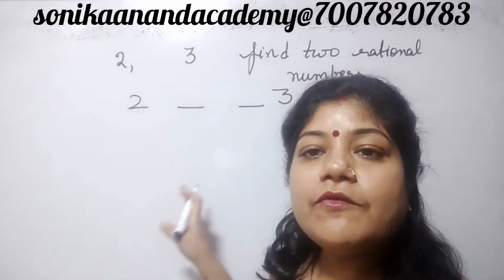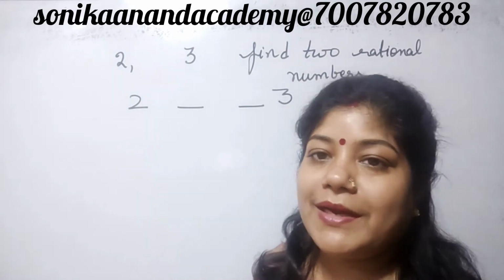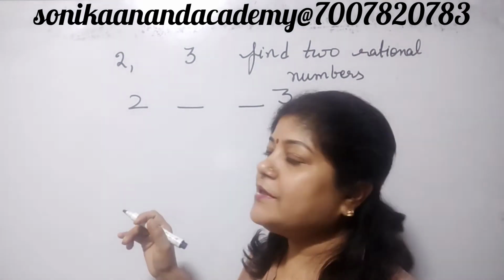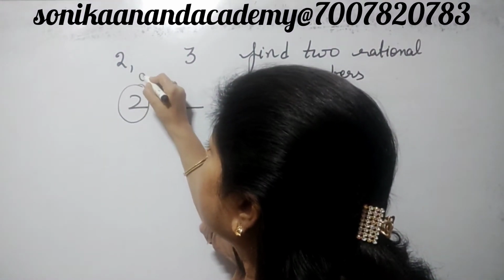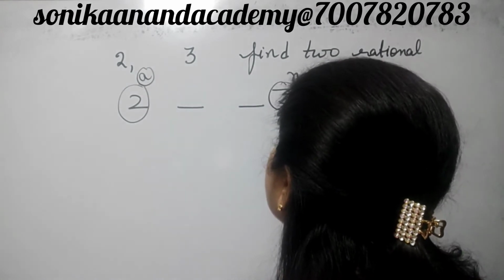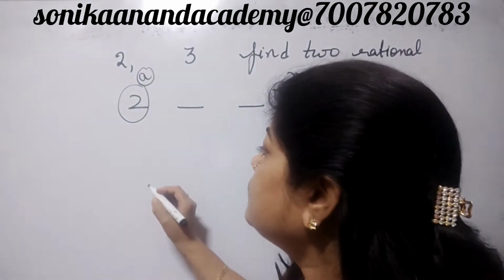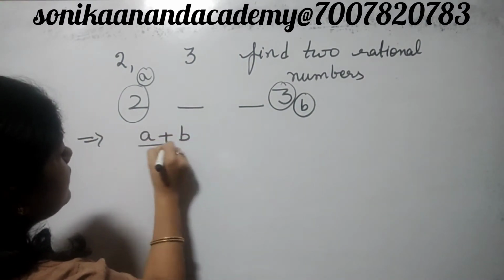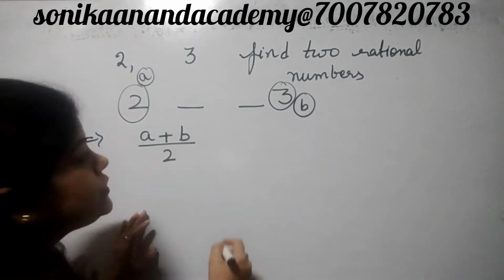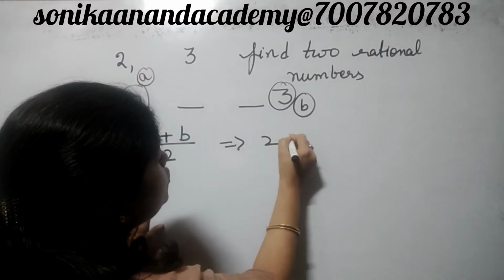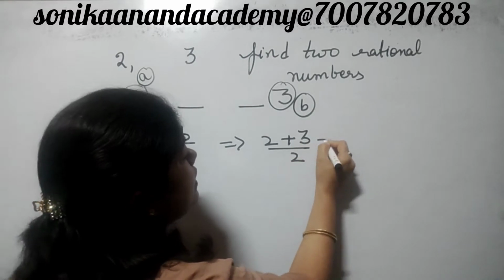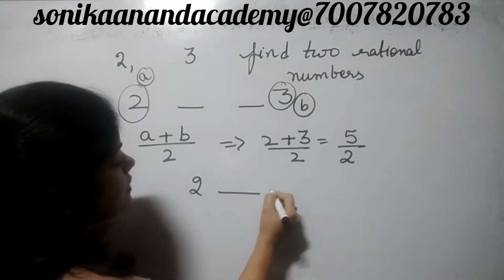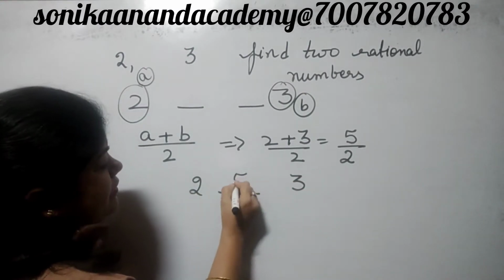Firstly, I will explain the first method, then I will also tell you another method by which you can find these types of questions. Now the first method: let this be A and this be B. The formula is (A plus B) by 2. So we add 2 plus 3 over 2, and it becomes 5 over 2. So 5 over 2 comes in between 2 and 3.